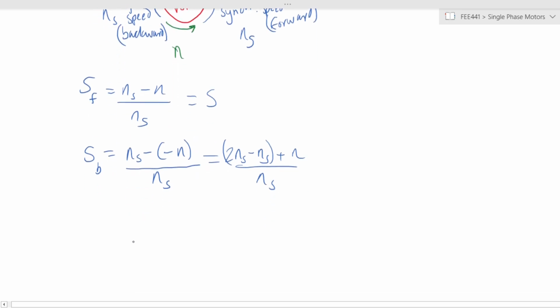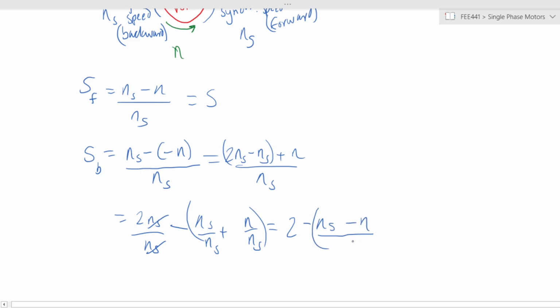We are doing a bit of mathematical gymnastics in order to arrive at something interesting. So let's split these two. We have 2ns over ns minus ns over ns plus n over ns. And that can also be simplified: these two cancel each other out, and if we put these together, you will have (2ns minus n) over ns, like that.